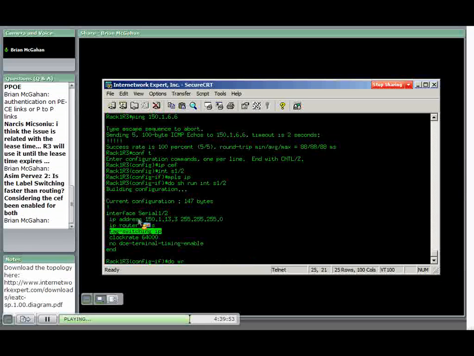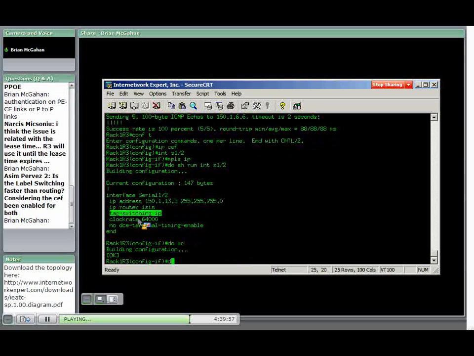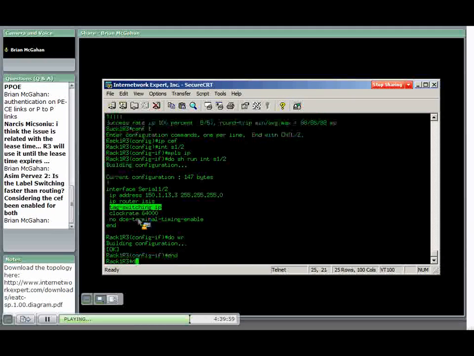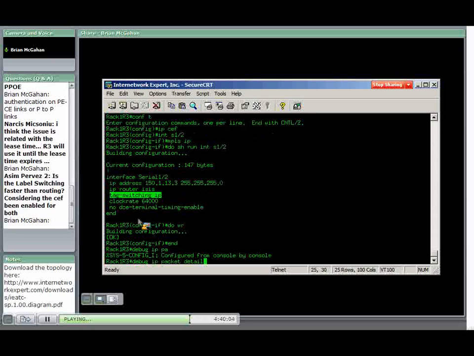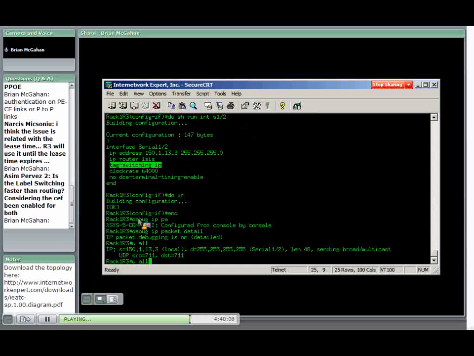Okay, so if we go over to router 3, which is the opposite end of the network from router 6, and we show IP route ISIS, we should have reachability all the way over to router 6. Okay, which we do.